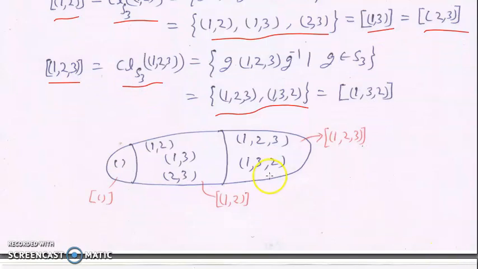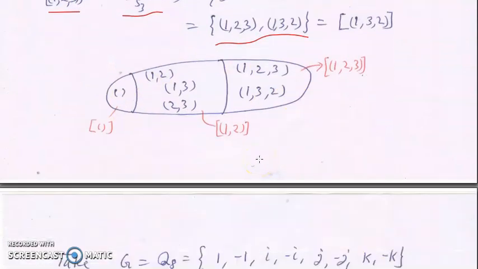Now the whole group S3 is partitioned into 3 parts. One is the equivalence class of identity, another is the equivalence class of (1 2), and another is the equivalence class of (1 2 3). Or you may say, one is the conjugacy class of 1, another is the conjugacy class of (1 2), or of (1 3), or of (2 3). Similarly, the last one is the conjugacy class of (1 2 3) or of (1 3 2). So the whole set gets partitioned into 3 parts.